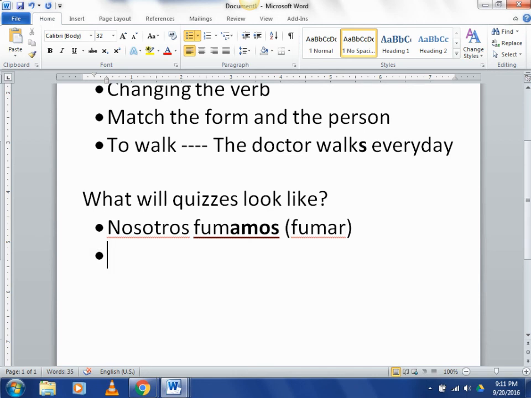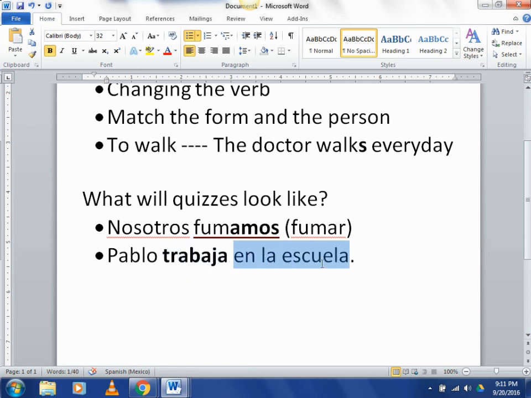Students could see a sentence, for example, Pablo trabaja en la escuela, and need to be able to convert this to English. That would involve not only understanding the way the verb has been changed, but also knowing all the meaning of the words. So Pablo trabajar is to work, but in this sentence, Pablo works in the school. School is one of our new vocab words. That would be Spanish to English.